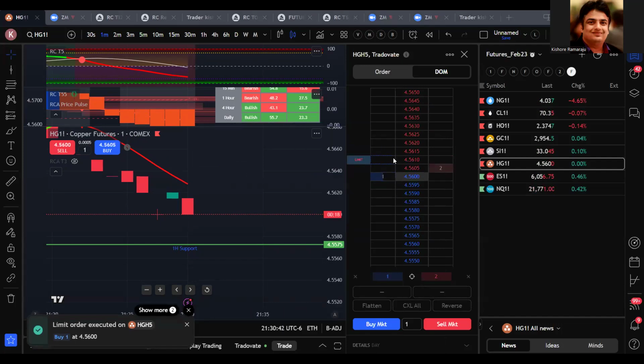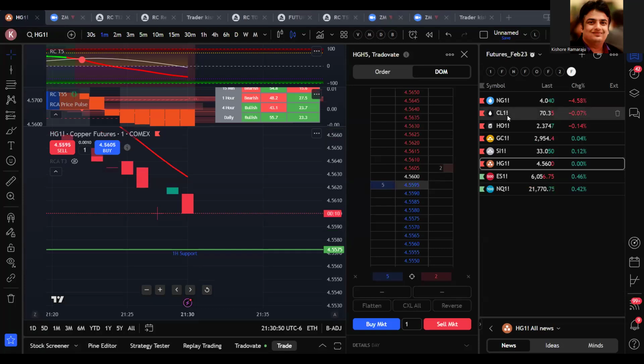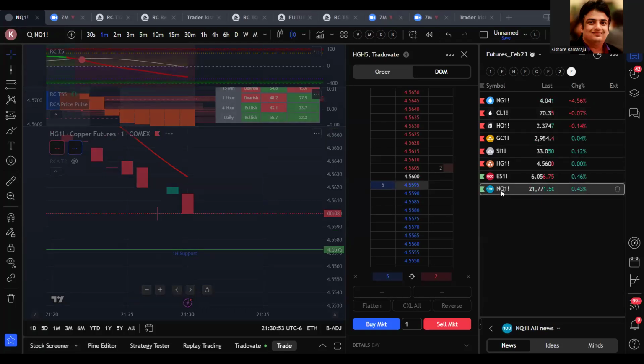So I took another $200 profit on copper. It's cheap. Right, the only thing pending is crude oil. Everything else we took the profits.